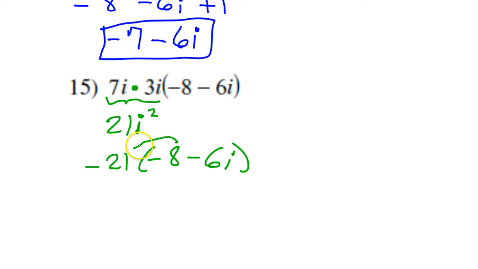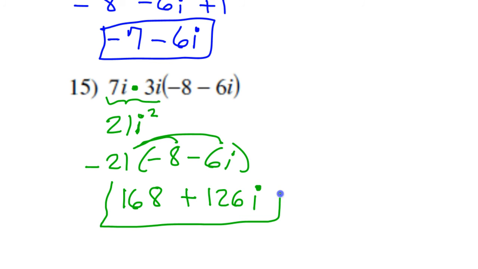So now I just distribute, but I'm only distributing negative 21. So negative 21 times negative 8. Negative times negative is positive. And let's see, 21 times 8 is 168. So this makes 168. Again, negative times negative is a positive. 21 times 6 is 126. So that's it for number 15.